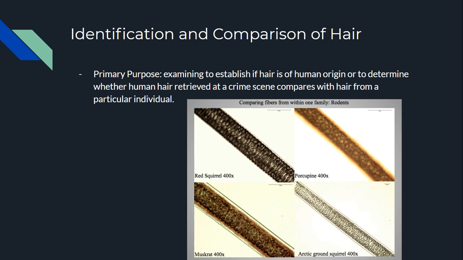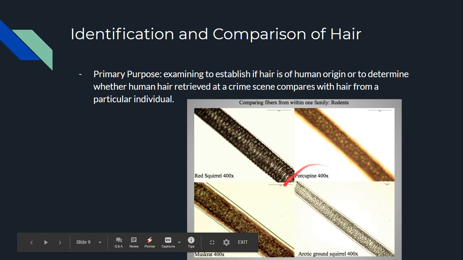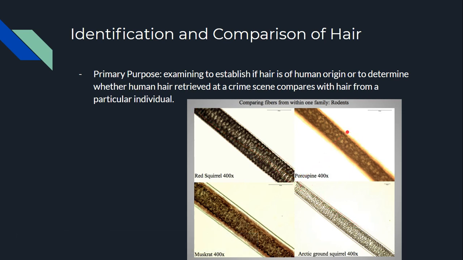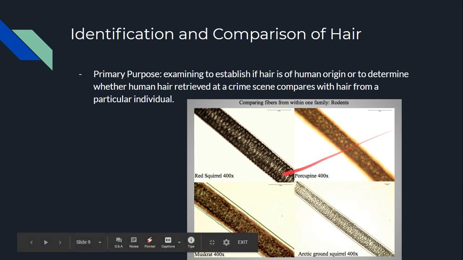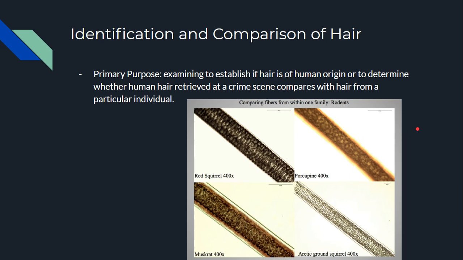So here we're looking at one family of animals. So we're looking at rodents. You have your red squirrel here, your porcupine, your Arctic ground squirrel, and your muskrat. So you can see that obviously our two squirrels look very different. They're all under 400 times magnification zoom, and your porcupine and your muskrat hair look different as well, but they're all from the same family.